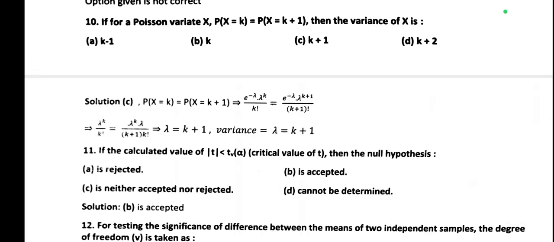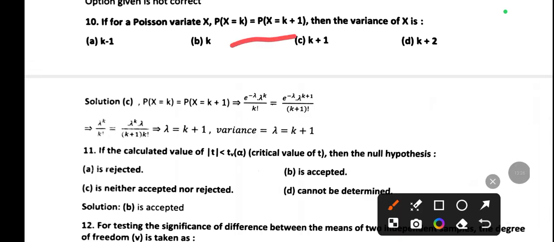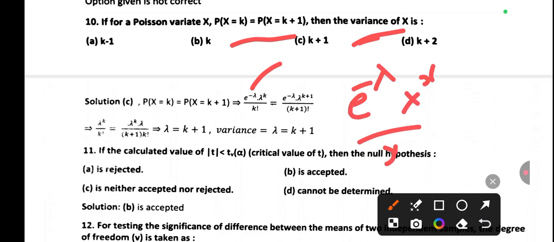Then the 10th one, you see. Poisson variable: P of x equal to k equals P of x equal to k plus 1. What are they asking? The variance. We know the Poisson distribution probability formula, children: e power minus lambda, lambda power x by x factorial. So substitute the formula: e power minus lambda, lambda power k by k factorial. Here for k plus 1, e power minus lambda, lambda power k plus 1 by k plus 1 factorial. Clear, check. Then equate it, e power minus lambda cancels.